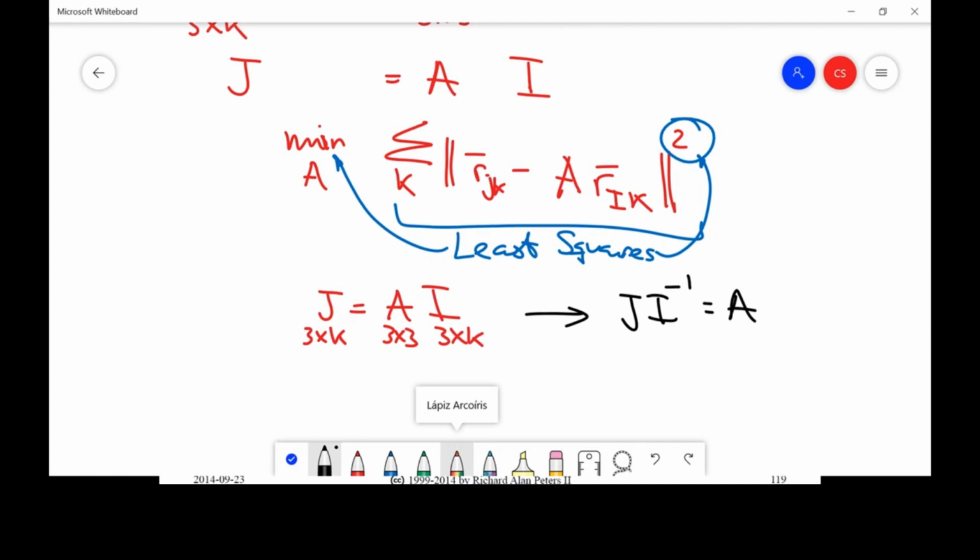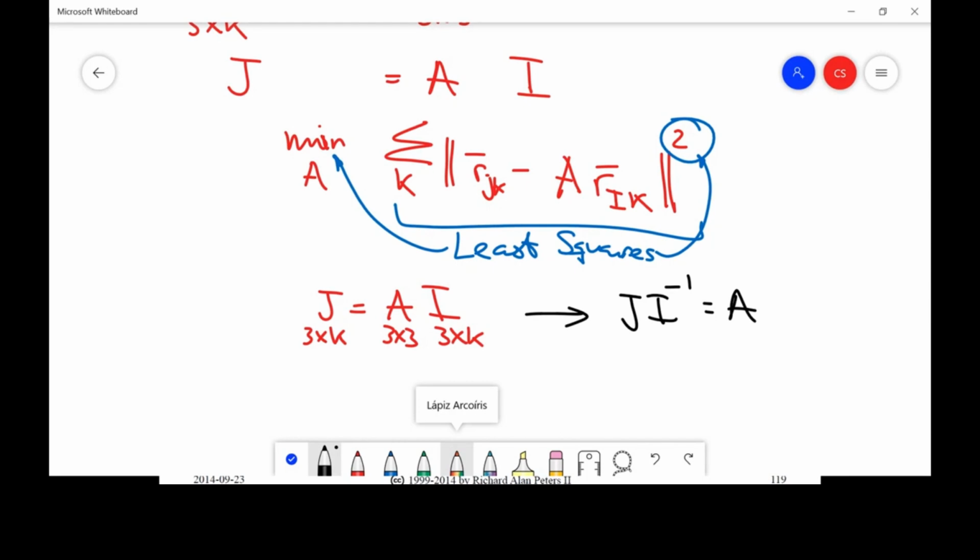Can I write that? No. Why not? There is a more fundamental reason: I to the minus 1 does not exist. Because the inverse is only defined for square matrices, and this is not a square matrix in general. So for an arbitrary K, this is not a square.